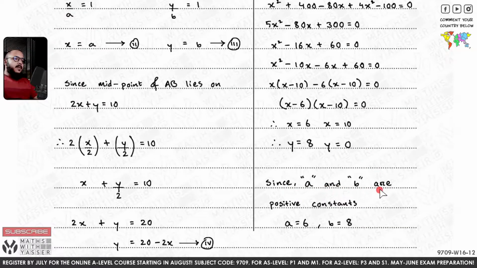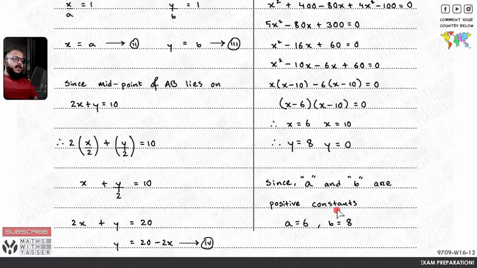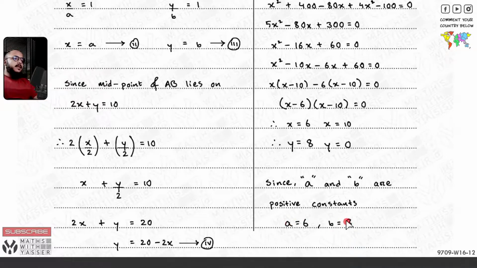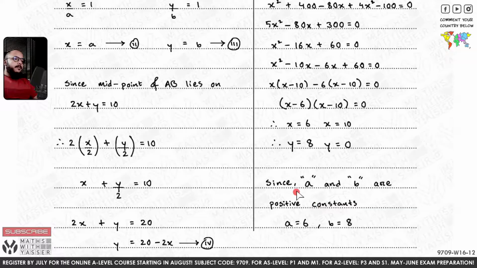Now, since a and b are positive constants, that means a must be 6 and b must be 8. The reason why we chose this is because they both are positive constants. So we have to take this pair only. If you consider x equals 10, then you have to consider y equals 0, and that is not a positive constant. So we will be discarding this pair and we will be selecting this one only.